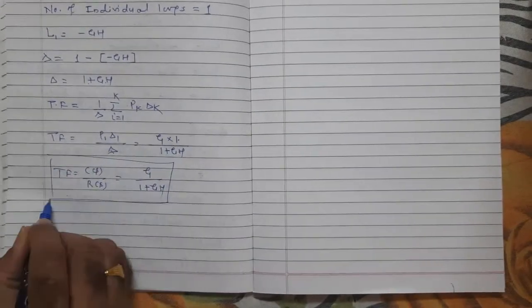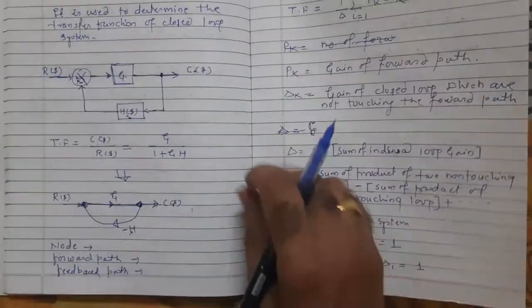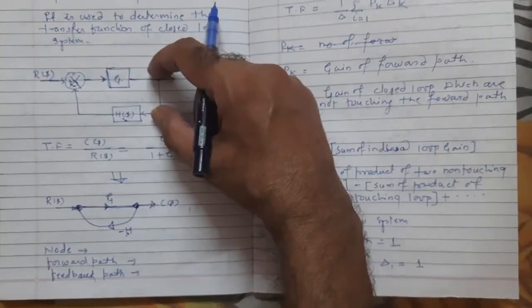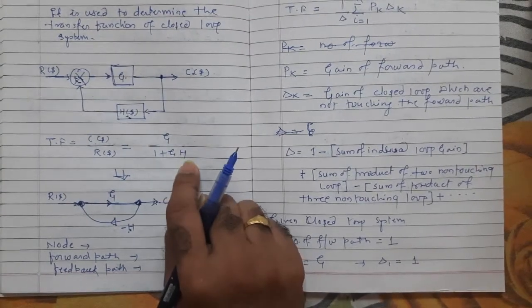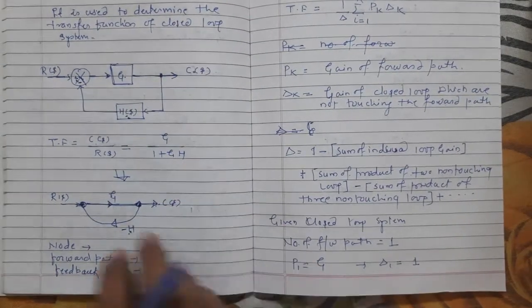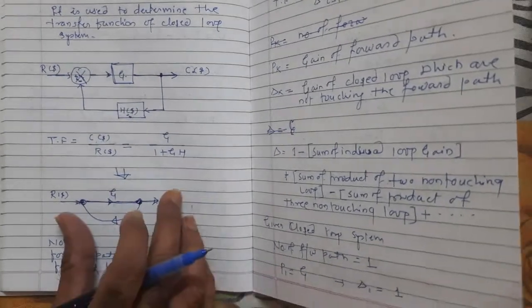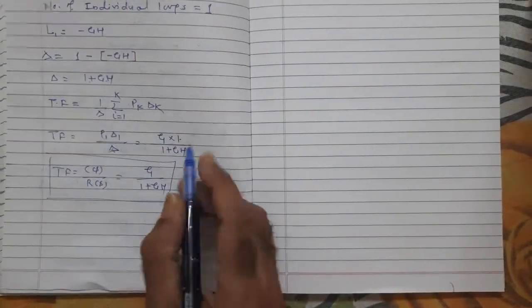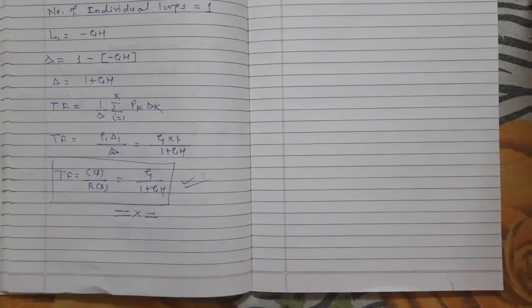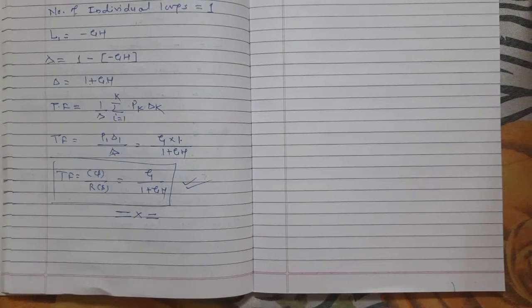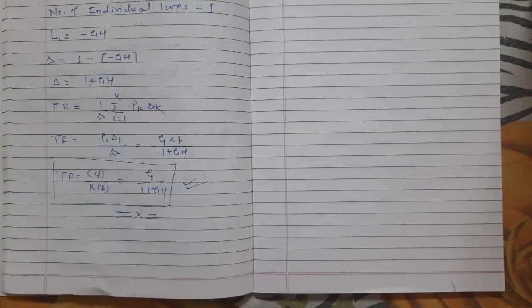See here, for this closed loop, the transfer function is G divided by 1 plus GH. And if we draw the signal flow graph of this system, it again comes to the same. That means our answer is correct. Whatever we have calculated using the signal flow graph, our answer is correct.